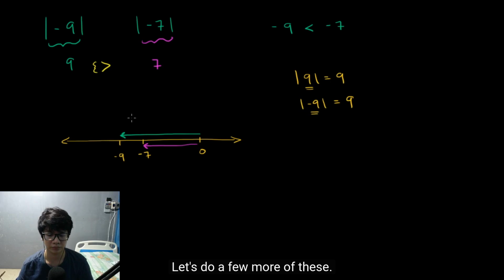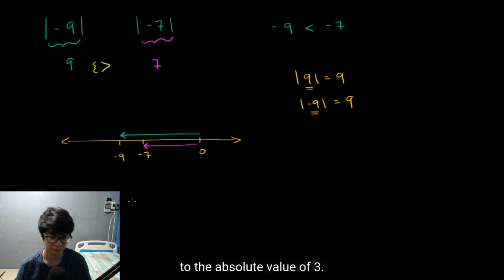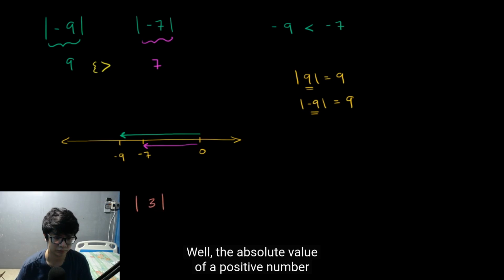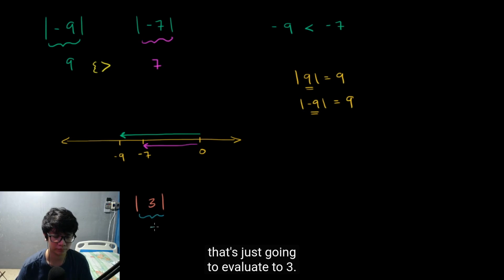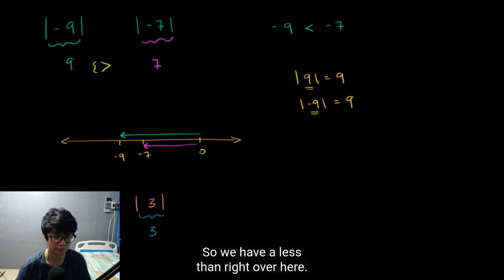Let's do a few more of these. Let's say we wanted to compare the absolute value of 2 to the absolute value of 3. The absolute value of a positive number is just going to be that same value. 2 is 2 to the right of 0, so this evaluates to 2. And the absolute value of 3 evaluates to 3. It's pretty straightforward. 2 is clearly the smaller number, so the absolute value of 2 is less than the absolute value of 3. We have a less than right over here.